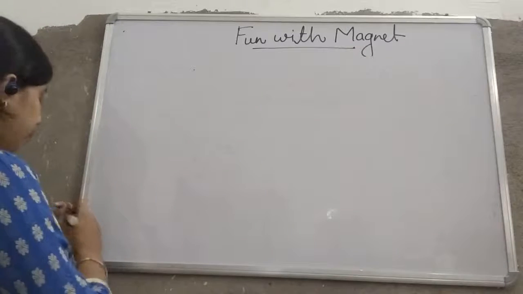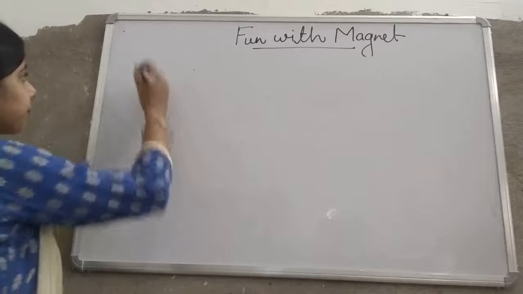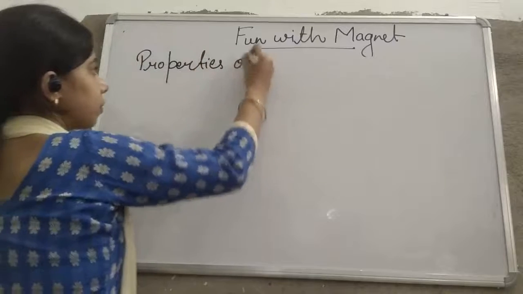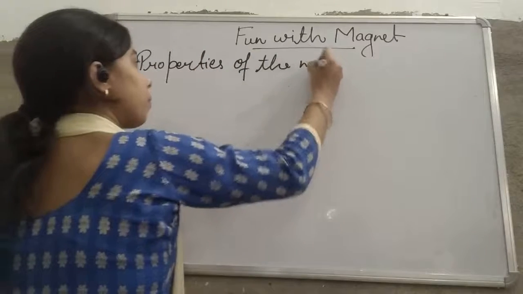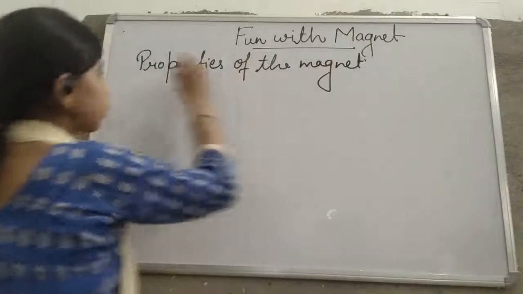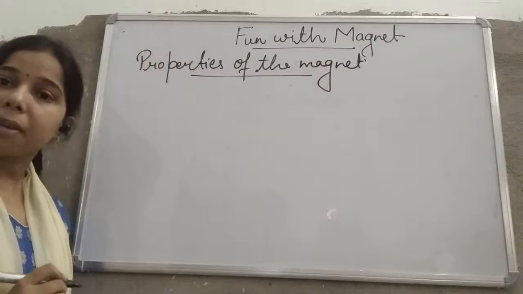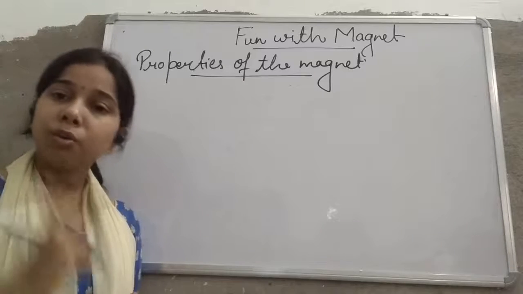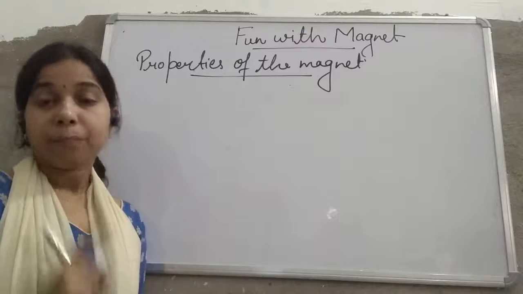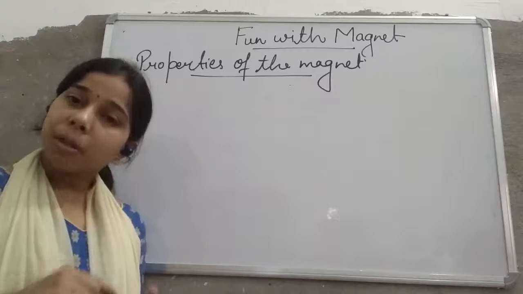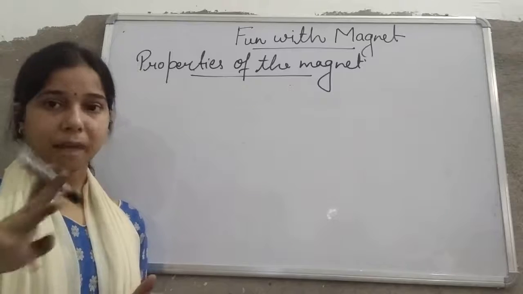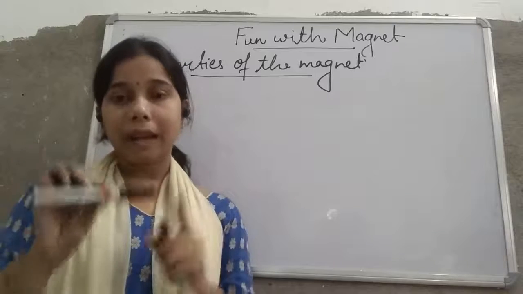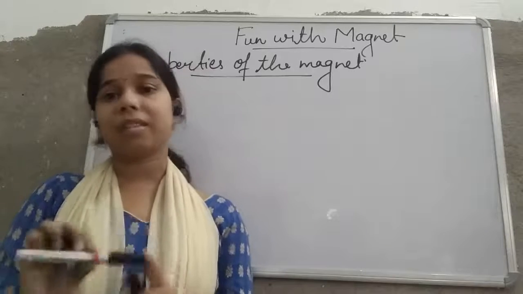So, properties of the magnet. These are the properties of the magnet, students. So what are the different properties of the magnet? There are two most important properties of the magnet. First one is that if you leave a freely suspended magnet, this freely suspended magnet will always align itself in the north and south direction.